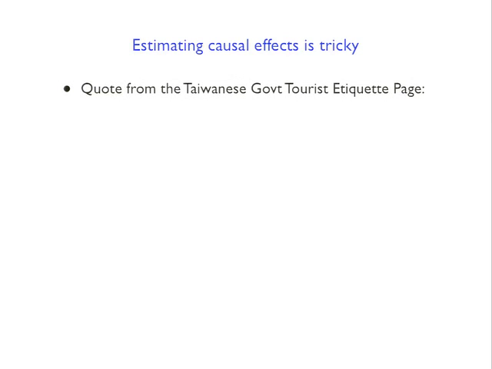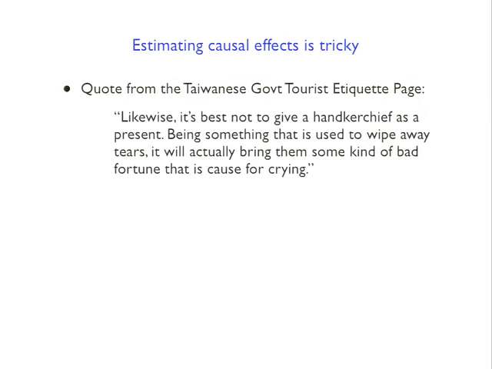And so in terms of this equation, basically what's going to matter is whether x is correlated with εi, which are the other things that potentially affect the outcome. And so there's this quote that I got several years ago from the Taiwanese government's gift etiquette page, which I think demonstrates some of the challenges to trying to conduct causal inference.